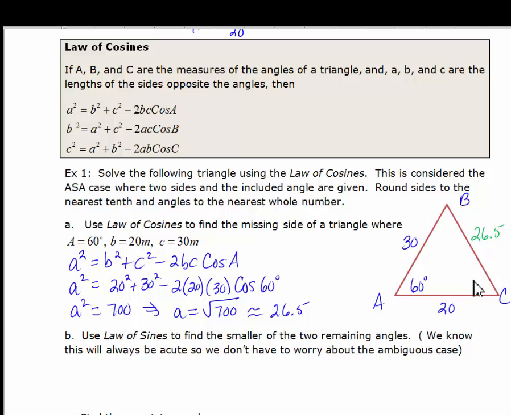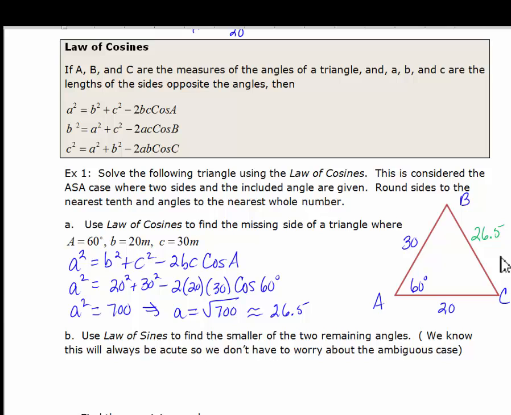And actually the best case scenario is to find the smaller of the two. And the reason there is that if we find the smallest angle, it has to be acute, in which case we will not run into any issue with the ambiguous case. Remember, there cannot be more than one obtuse angle in a triangle. So the smallest angle has to be an acute angle.